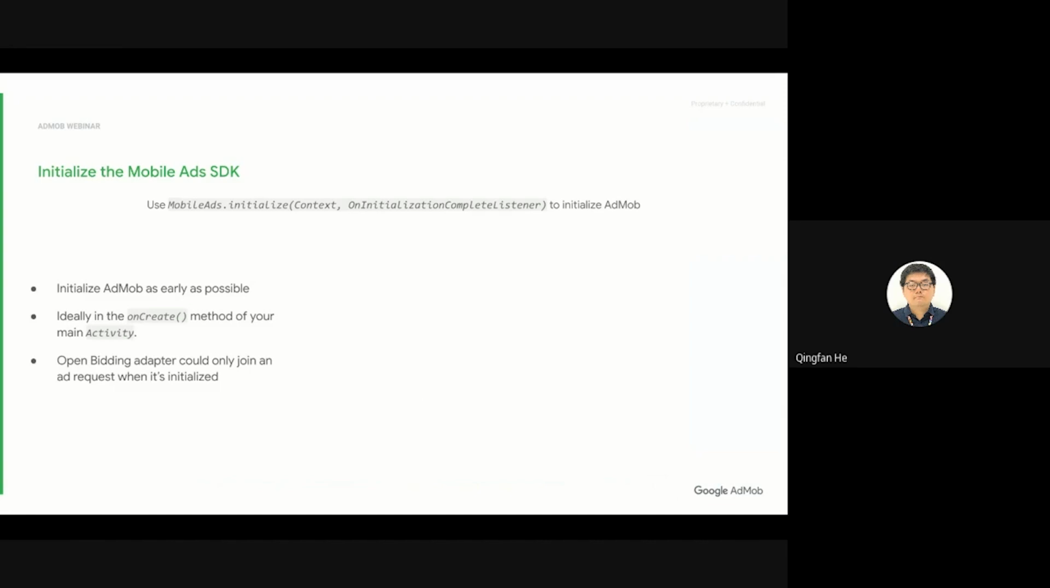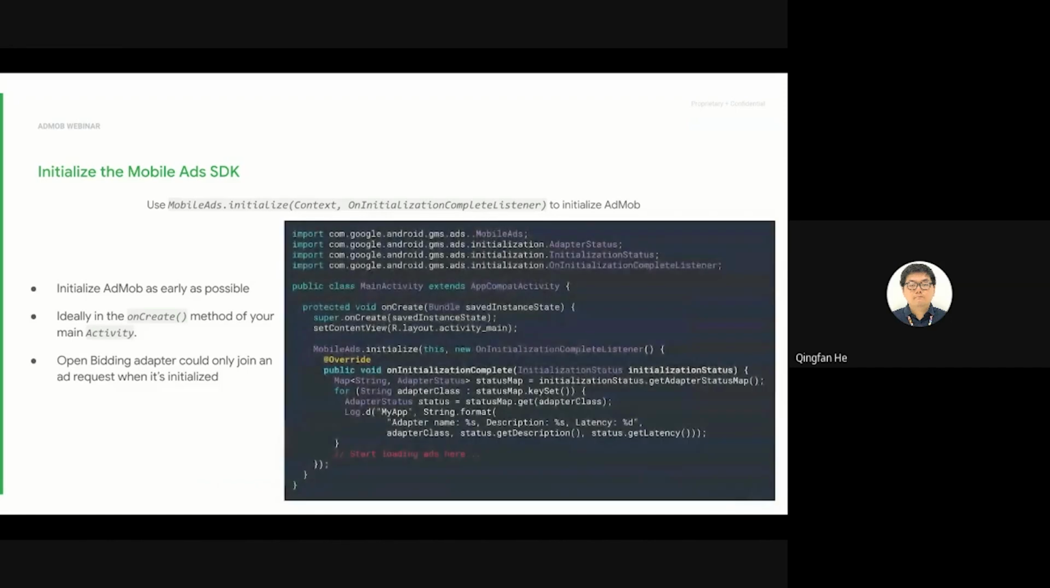Ideally, the init method should be called in the onCreate method of your main activity. Here is an example of calling the init method in the main activity onCreate method. By implementing the onInitializationComplete listener, you can get the initialization status of your third-party SDK adapters.